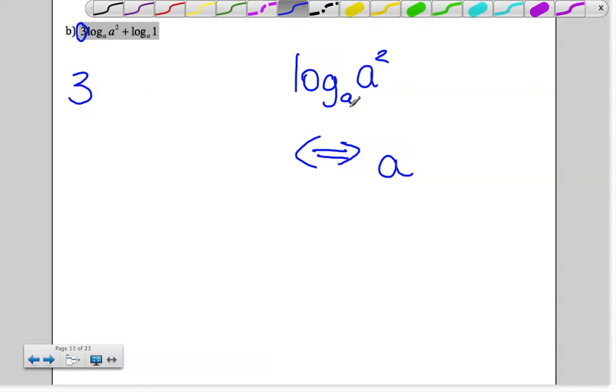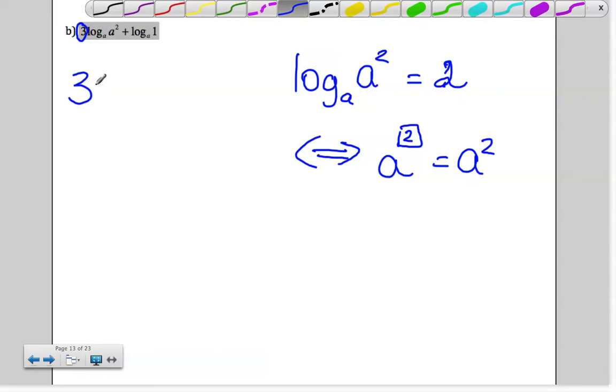A to the power of something equals a squared. Now the only thing that will make this statement true is a 2. So this has to be 2.